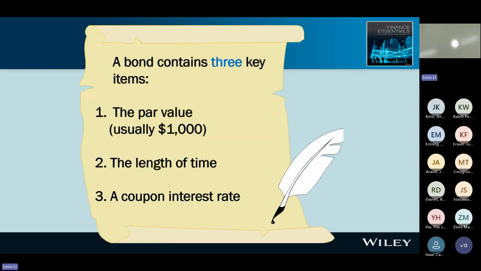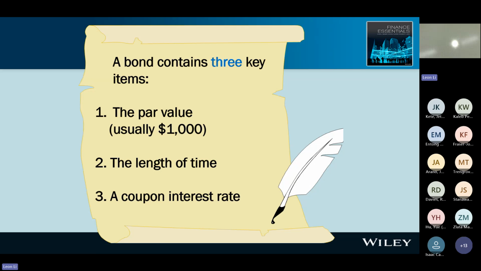A bond will contain 3 key items. That means the payments to the investor. One, par value, usually $1,000. Par value is a lump sum payment on the maturity date. A bond will have a maturity date, or the life of the bond. Par value is a lump sum payment on the maturity date.